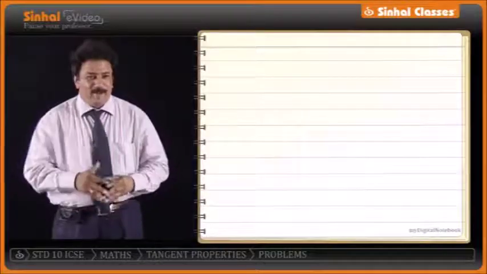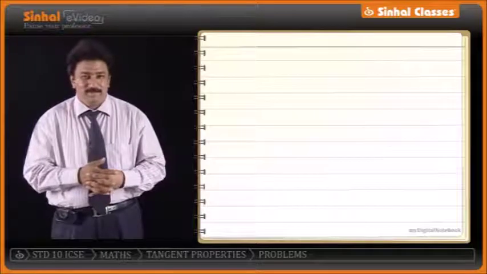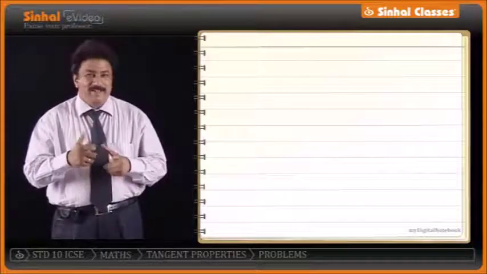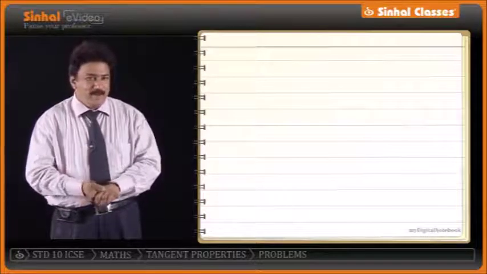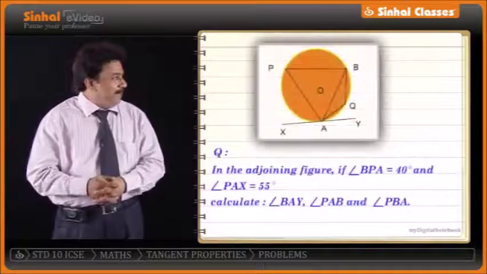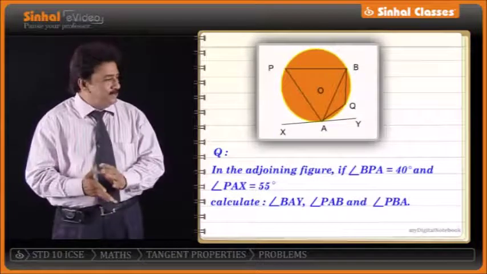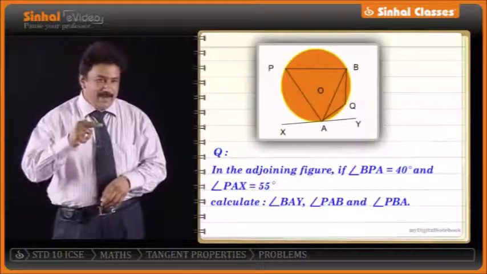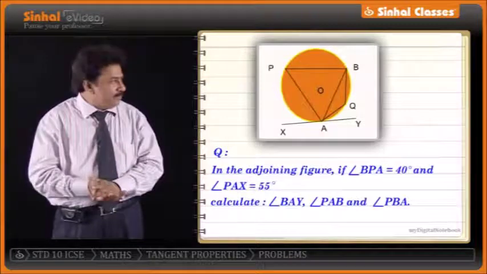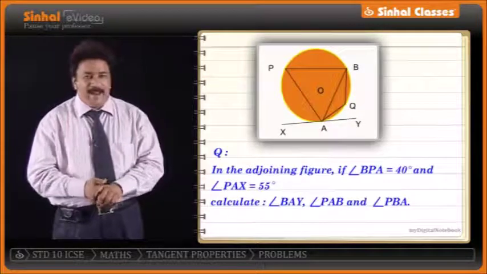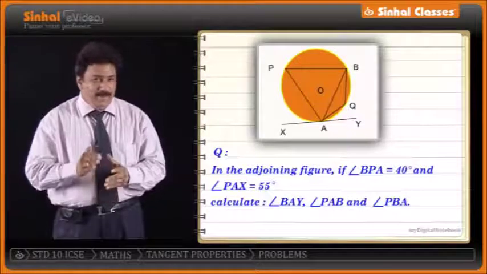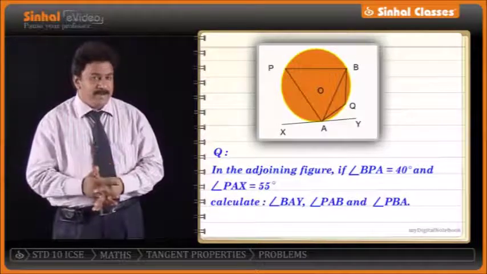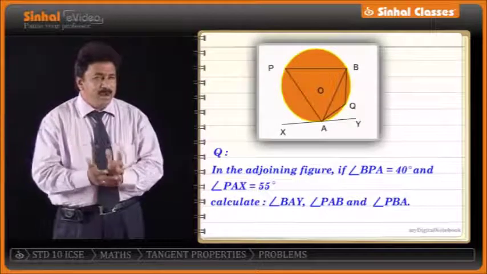Now we take a concluding sum on numerical values. We take a very interesting sum on numerical values. The next one. See the figure very carefully. What is given to you? Angle BPA is 40 degree. What else? Angle PAX is 55 degree. With the help of these two angles, we have to find certain things.